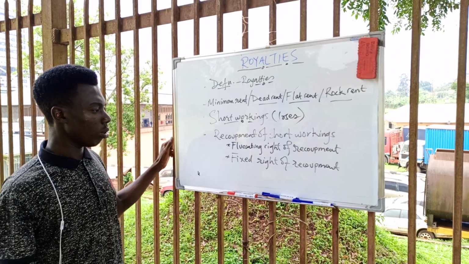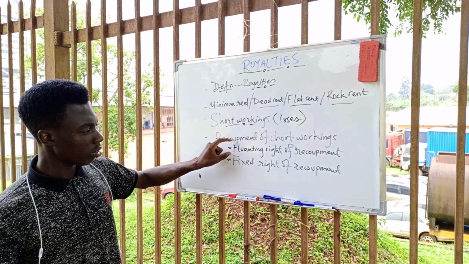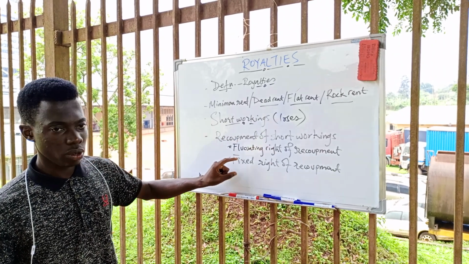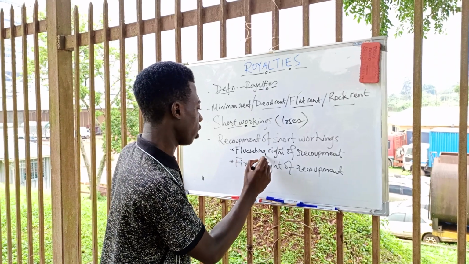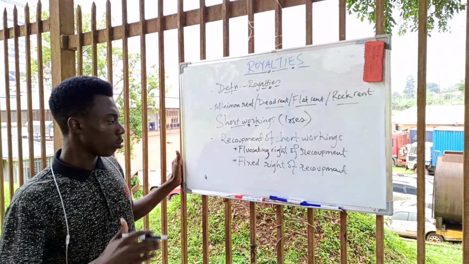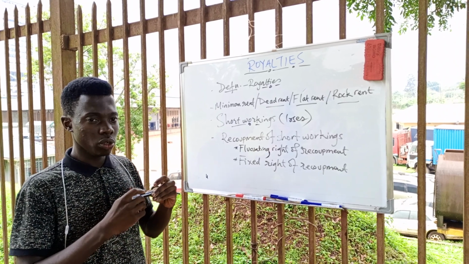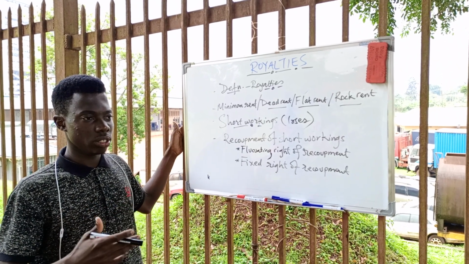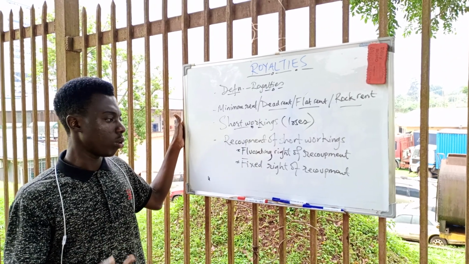Then recoupment of short workings, basically we look in the question for whether it is a fluctuating rate of recoupment or a fixed rate of recoupment. For a fluctuating rate of recoupment, the question will always state that the power to recoup short workings will be exercised or extinguished 1 year or 2 years or 3 years after the year to which short workings relate.